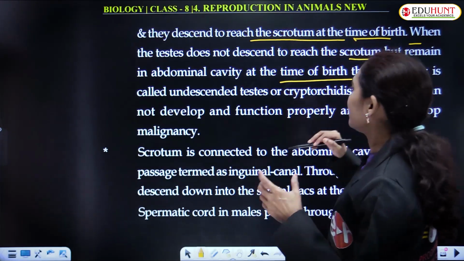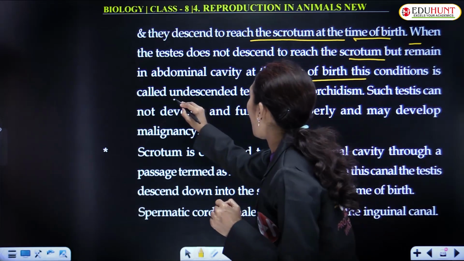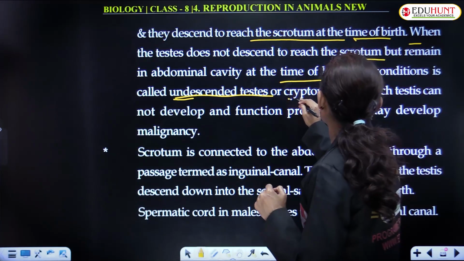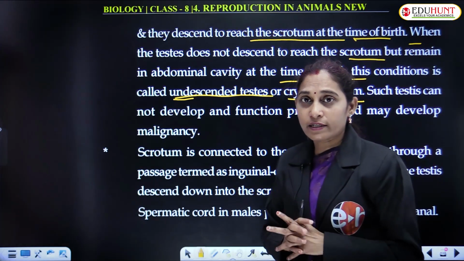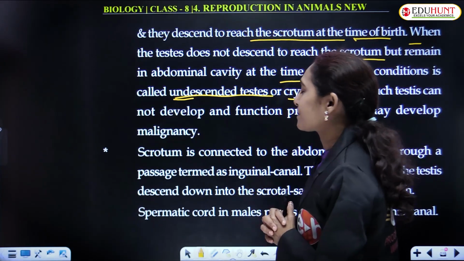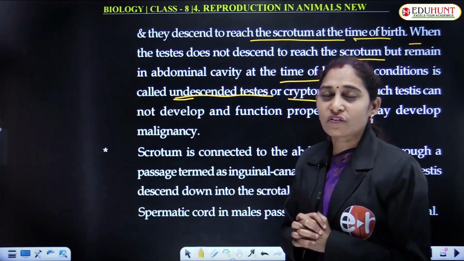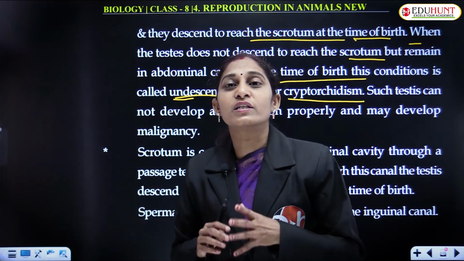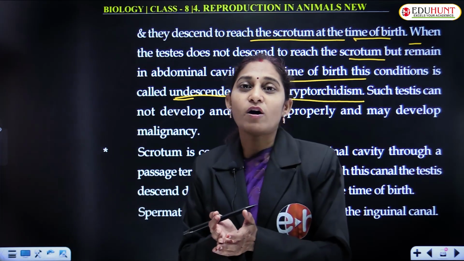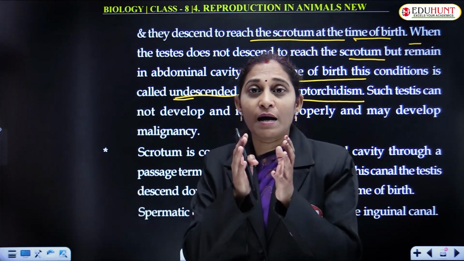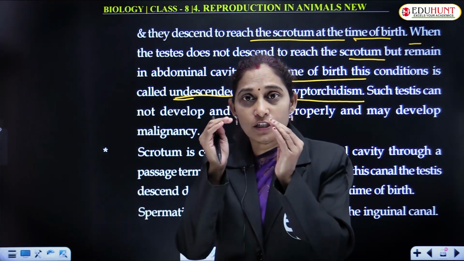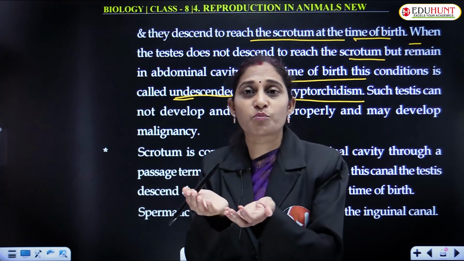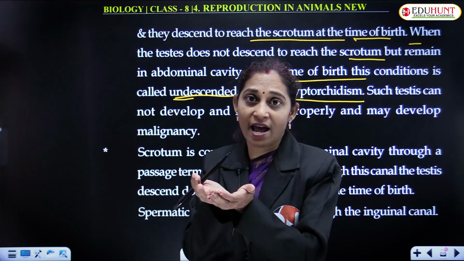At the time of birth, this condition is called undescended testis or cryptorchidism. The testis remain in the abdominal cavity. They never come down near the scrotum, but they should come to the scrotum. They should lie in the scrotal wall, enclosed by the scrotal wall, the scrotal sac.